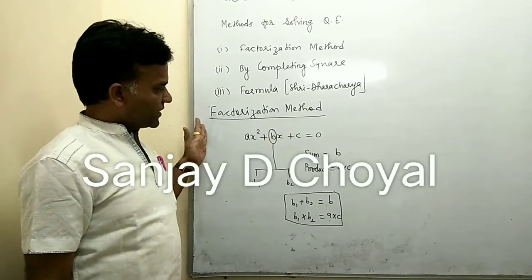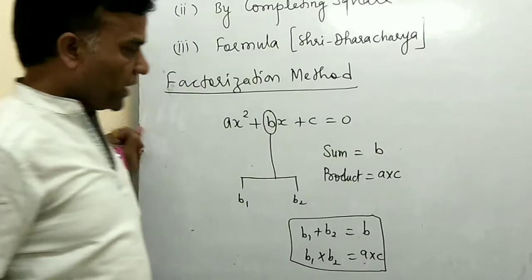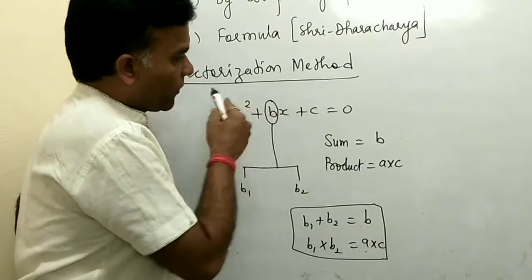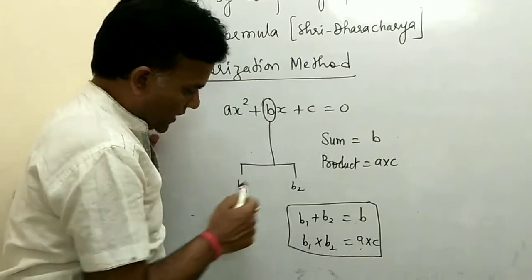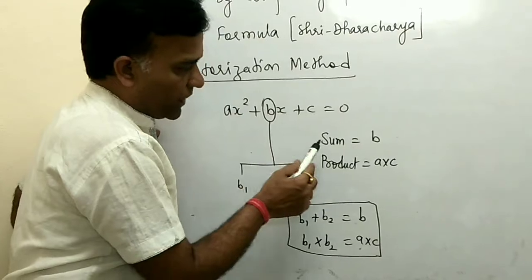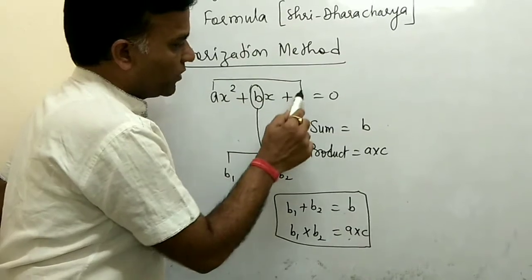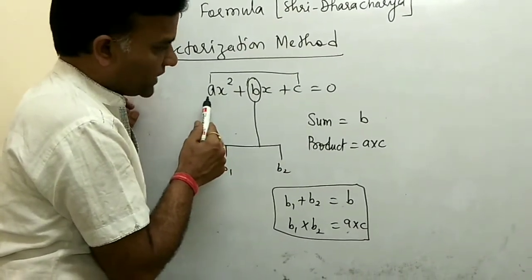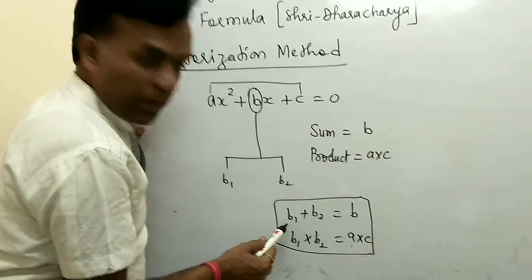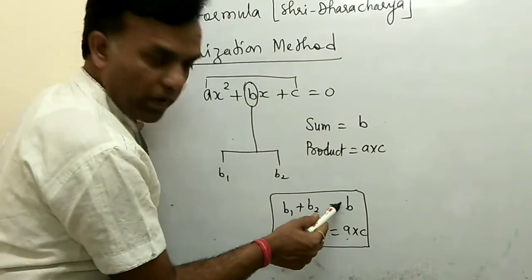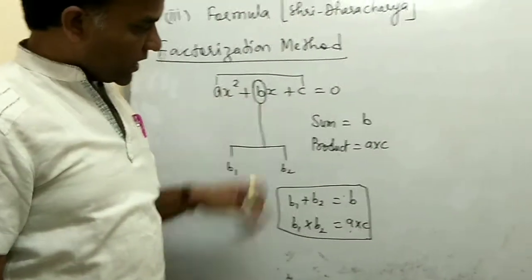In the factorization method, first we take the general form of the quadratic equation, ax square plus bx plus c equal to 0. The factorization method is related to splitting the middle term. If you split the middle term b into two parts b1 and b2, the requirement is that the sum is b and the product is a into c. Here the x square coefficient is a and the constant term is c, so you multiply those values as the required product. So the basic concept is that b1 plus b2 should be b, and b1 into b2 should be a into c. So there are two parts of this quadratic equation.